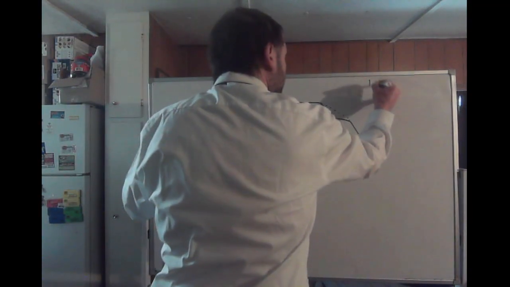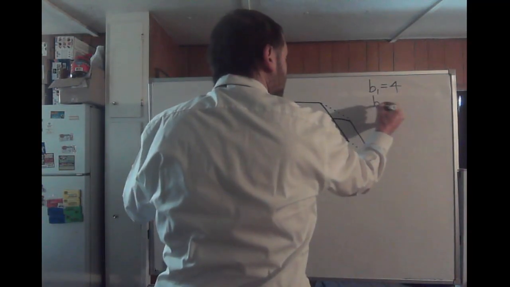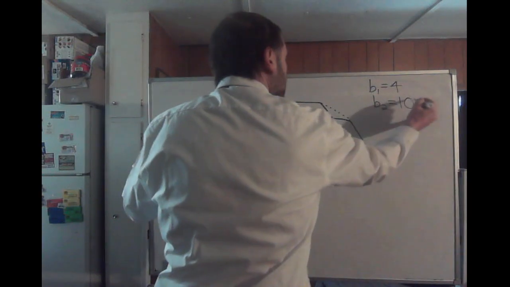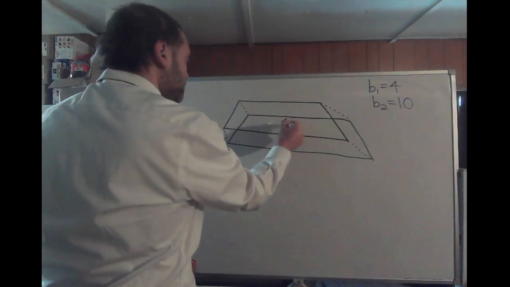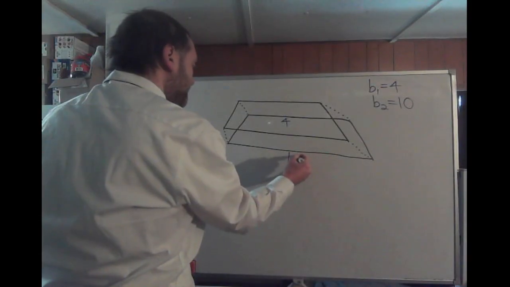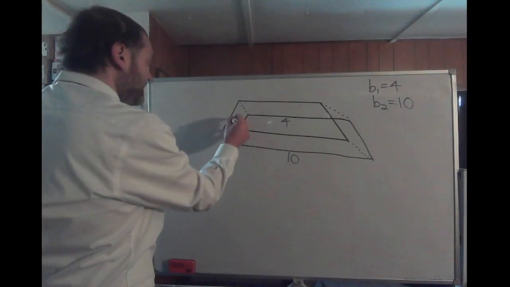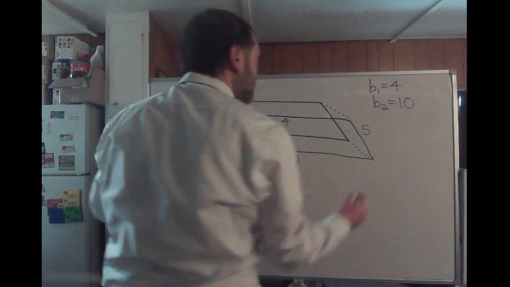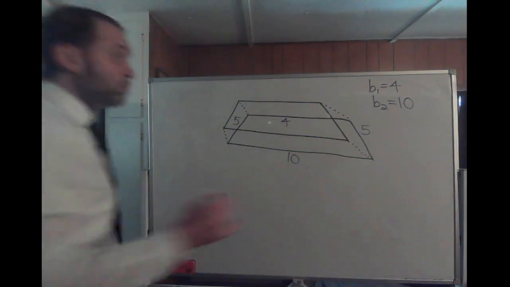We have the first base, length of 4. The second base of the trapezoid is 10. So, okay, we have 4, we have 10. Each leg has a length of 5. And then the height of the prism itself is 20 units.